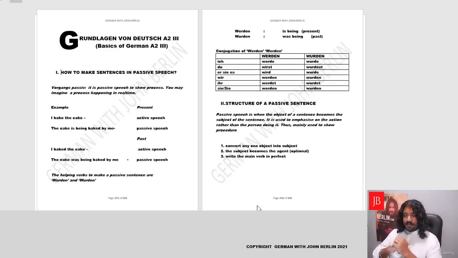And today we are beginning with the next part of Stufe A2. The first topic we'll be taking is how to make the passive speech in German. So what is the passive speech? Up till now we've learned the active sentences. Now we'll be trying to do the passive sentences.